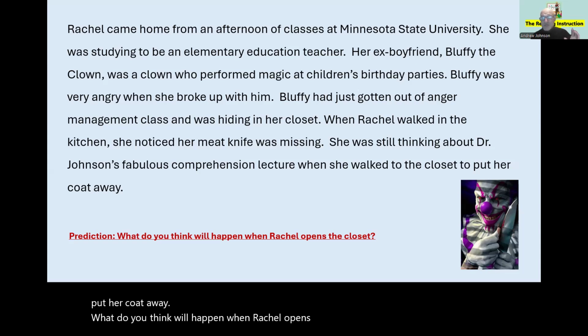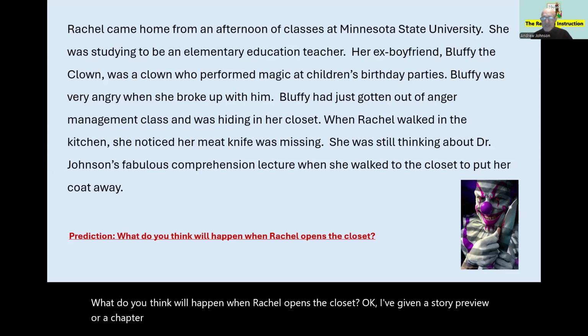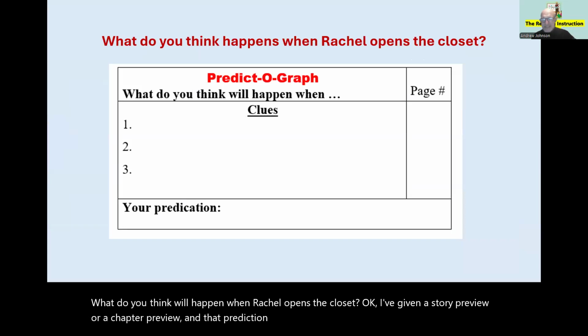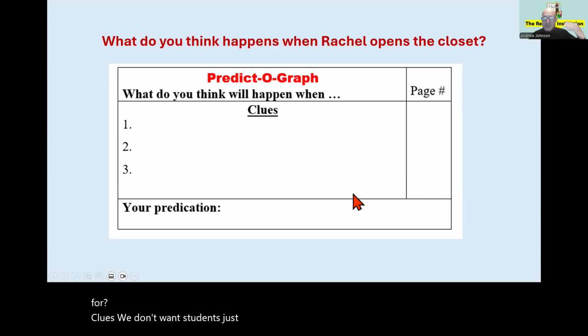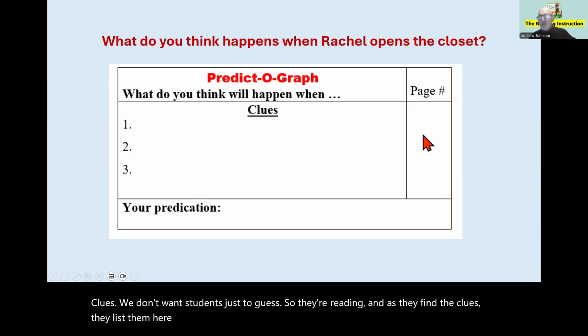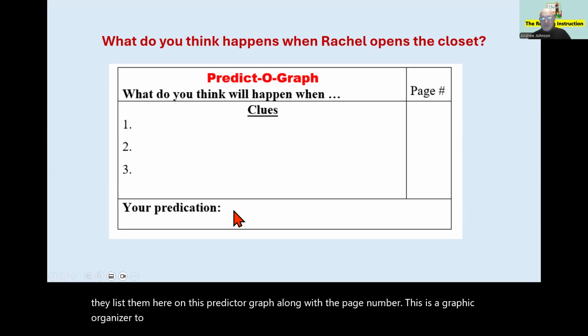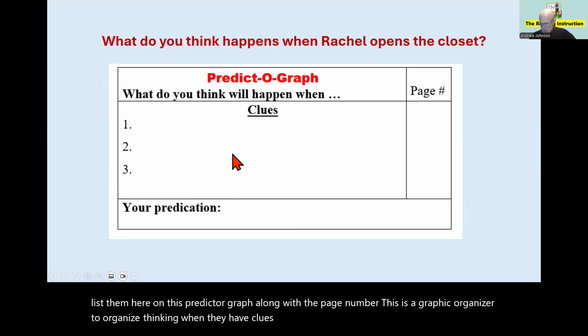Okay, I've given a story preview or a chapter preview, and that prediction, they're reading for purposeful intent. So they have a purpose. What do you think will happen when Rachel opens the closet? We are going to look for clues. We don't want students just to guess. So they're reading, and as they find the clues, they list them here on this predictograph along with the page number. This is a graphic organizer to organize thinking. When they have clues, they make a prediction based on clues.